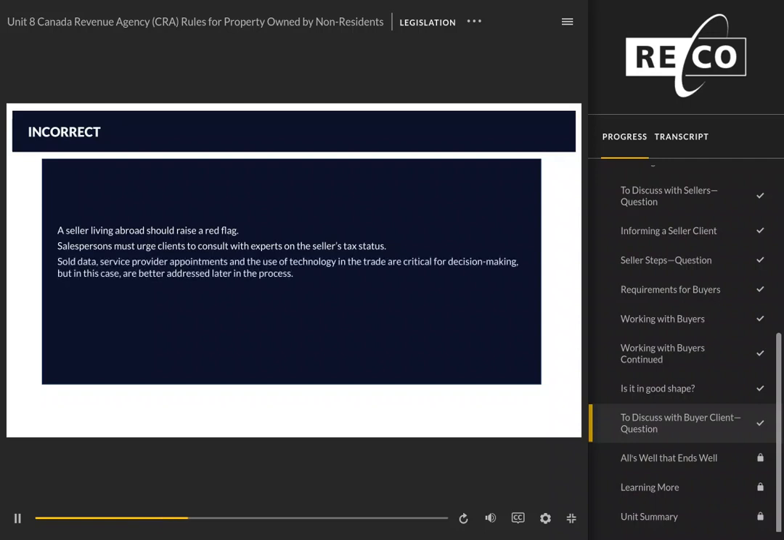Right now, Claire should not review comparables, make appointments to see the property with contractors, or encourage the buyer in any way before she outlines the steps to take when buying property from a non-resident and what she and other service providers will do to help protect the buyer's interests.